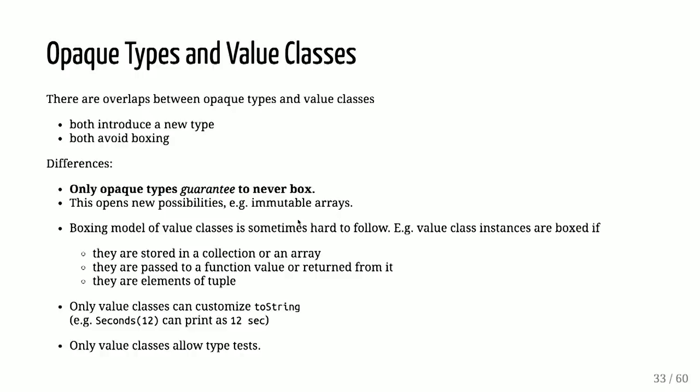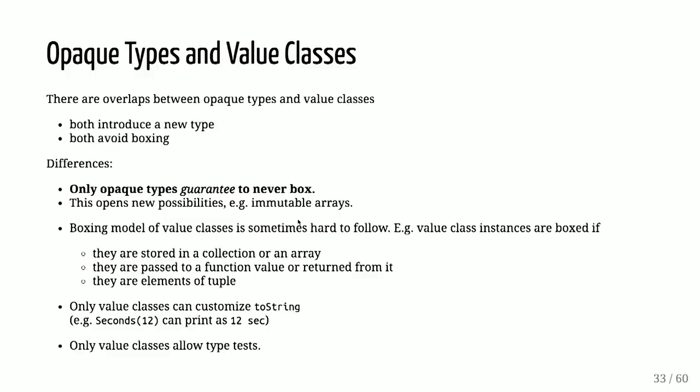The main difference is that only opaque types guarantee to never box. Value classes don't box if you're in a monomorphic context, so you know exactly what class you have. But when you go generic, they have to box. And because opaque types guarantee to never box, you can do things like immutable arrays, where it's very important that you say, no matter what happens, I need to have the underlying representation of a Java array, not a wrapper of a Java array, because otherwise I can't interop.